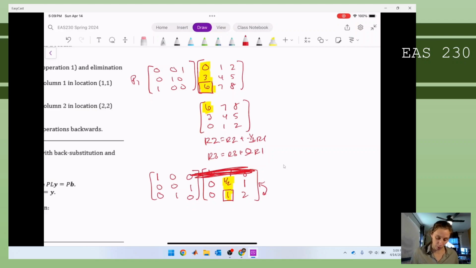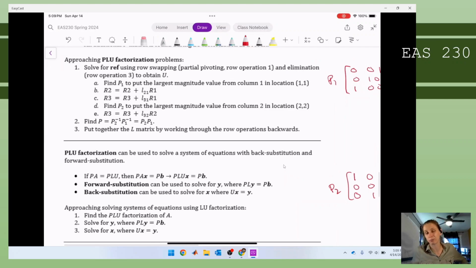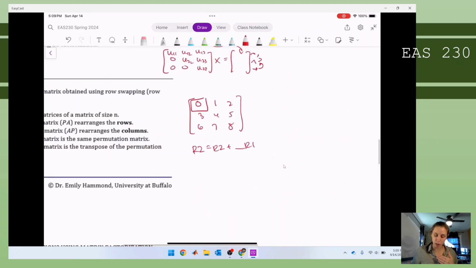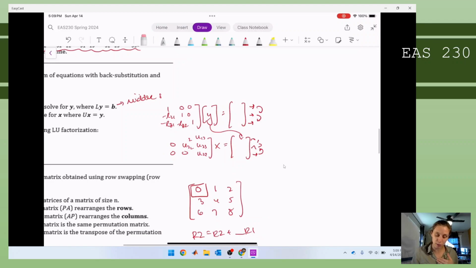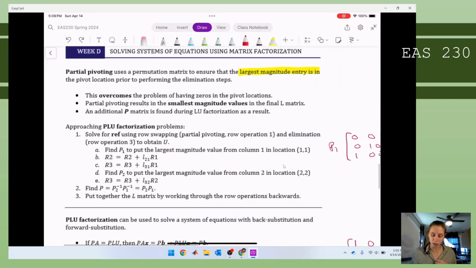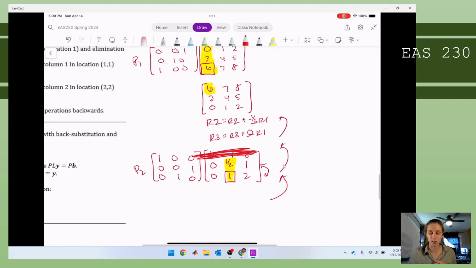So here's P1, my first row swap, here's P2. In order to find my overall P, I would just multiply those together. The inverse of those is exactly the same, there's no change, so it's just P1 times P2. Then I would go ahead and put my L matrix together. Putting L together is a little bit more complicated than just plugging in the values to this matrix, and we will go over examples of how to do it in class. But essentially, we work our way backwards, following the row operations as we go up in order to put together L.